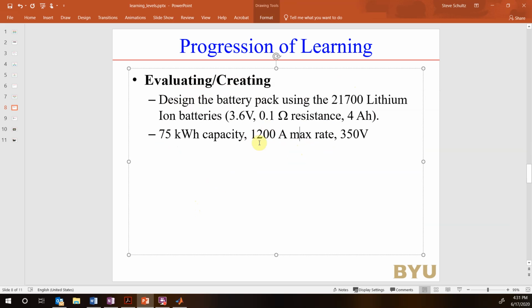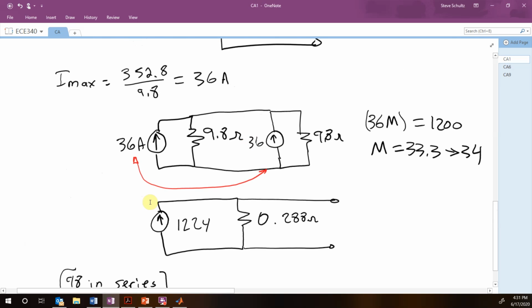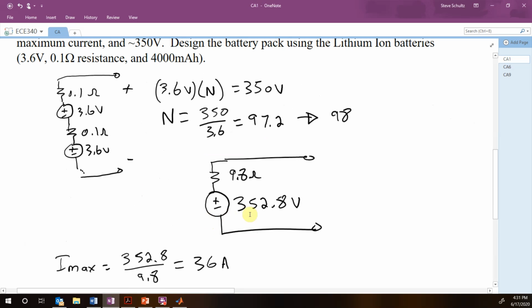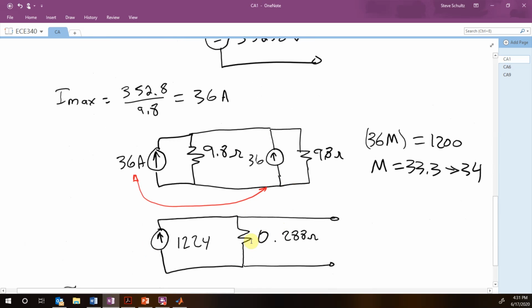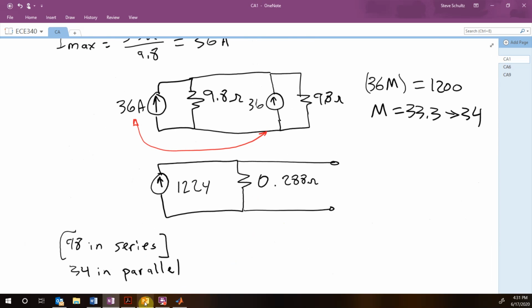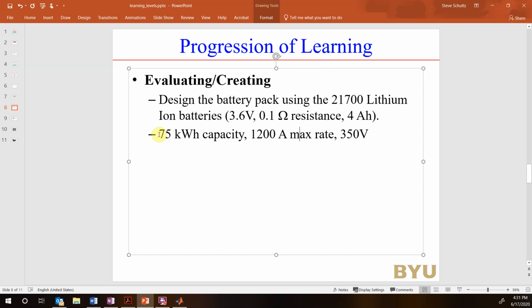Okay, so we have a max current of 1224, and we had a max voltage of 352. So it met those specs. We wanted to check our capacity. Okay, so let's go and check our capacity.